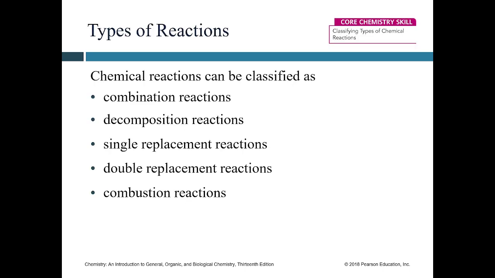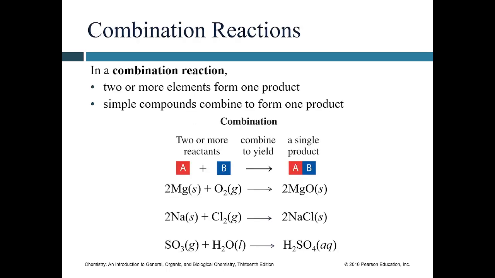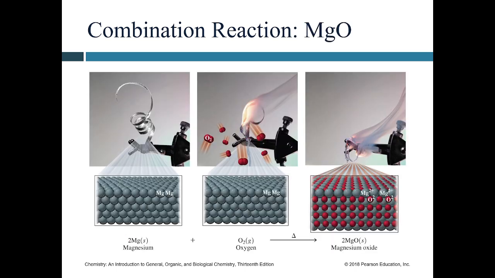All right, so these are the types of chemical reactions. We have combination reactions, decomposition reactions, single replacement reactions, double replacement reactions, and then the one that everybody loves, combustion reactions. In a combination reaction, 2 or more simple compounds combine to form one product. So we have simple things that combine to form something more complex. That's why they're called combination reactions. Literally, we are combining things, aren't we?